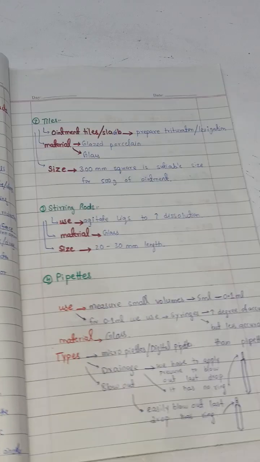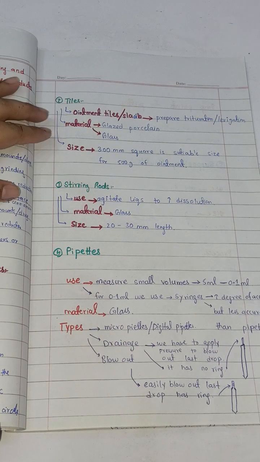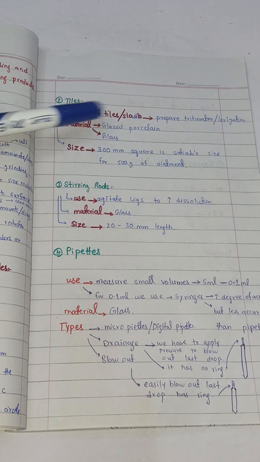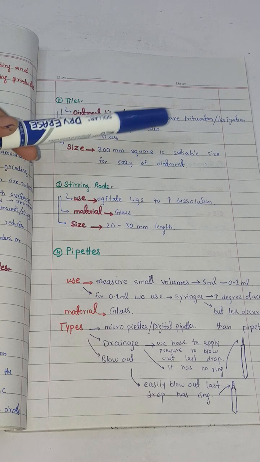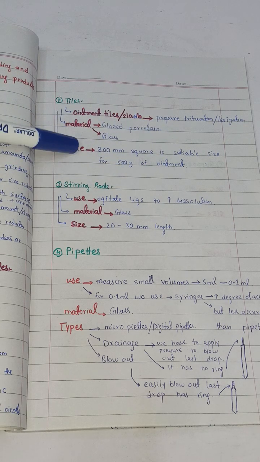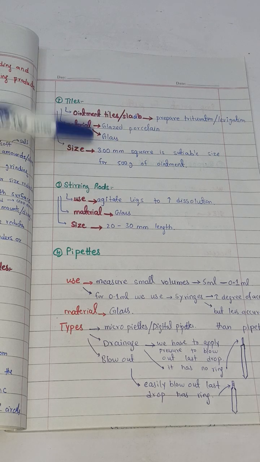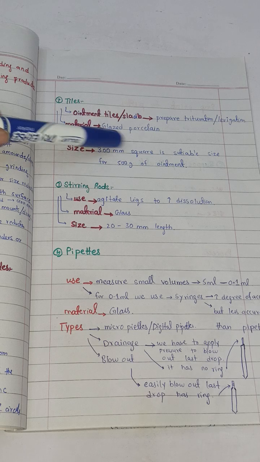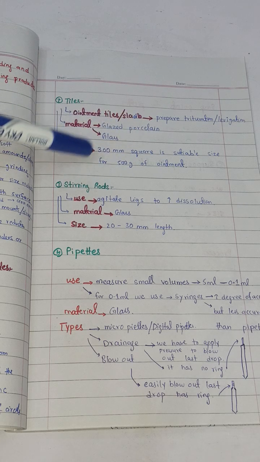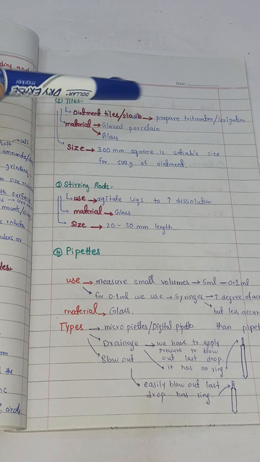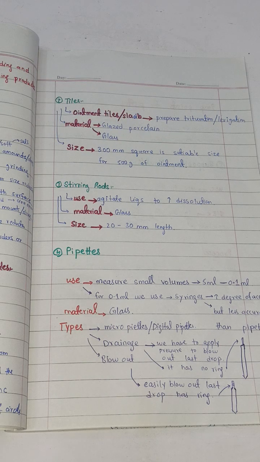The next equipment is the tiles. Tiles are used for ointments, we can also call it the slab. It's used for the trituration or lamination process. It can be made of glass or glazed porcelain, and its size should be 300 millimeters square, which is suitable for 100 gram of ointment. So it's mostly used to make ointment, because ointment needs to be triturated or laminated.